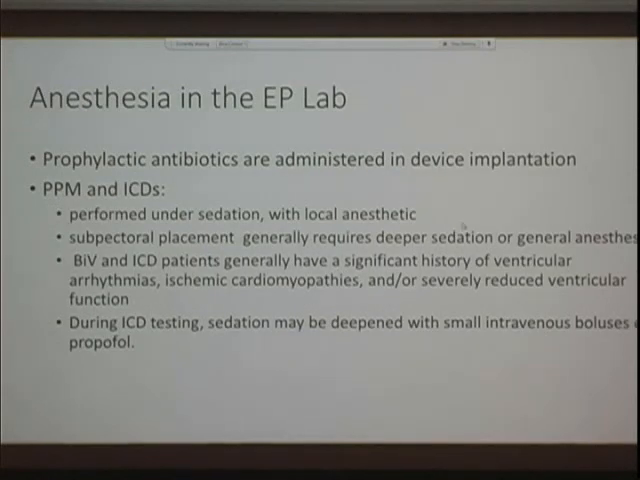Coming to anesthesia in the EP lab, generally prophylactic antibiotics are administered for device implants, not for ablations. Pacemakers and ICDs are performed under sedation with local anesthetic. A subpectoral or submuscular implant will require deeper sedation because it hurts more. And BiV and ICD patients usually have a lower EF. That is why they are getting a BiV or an ICD. And during ICD testing, which has now become less frequent, maybe 1 out of 10 patients might require deeper sedation transiently.